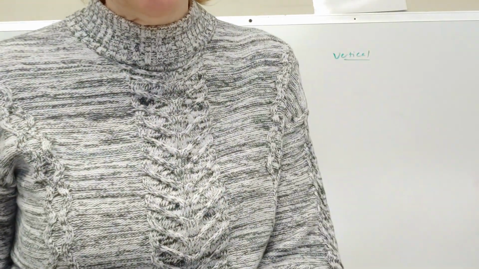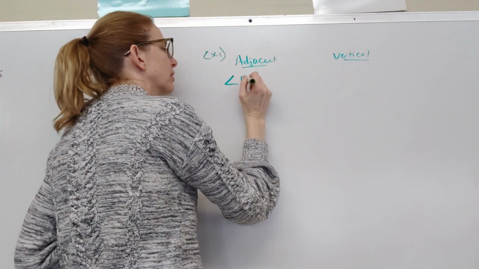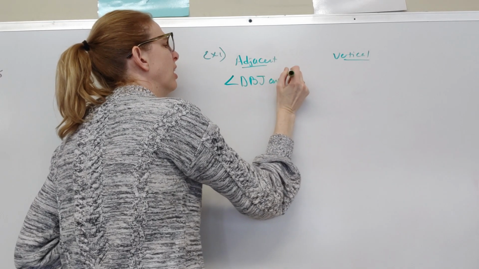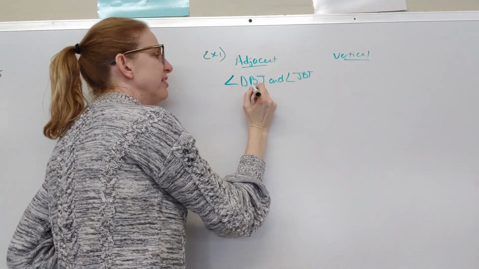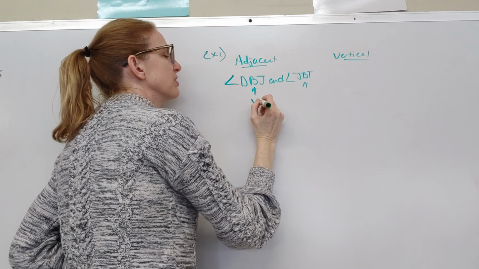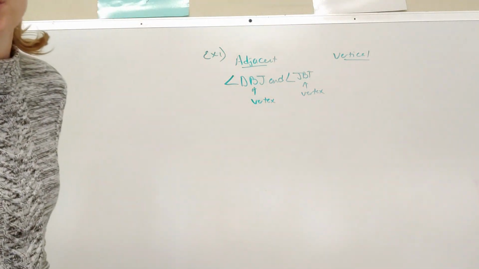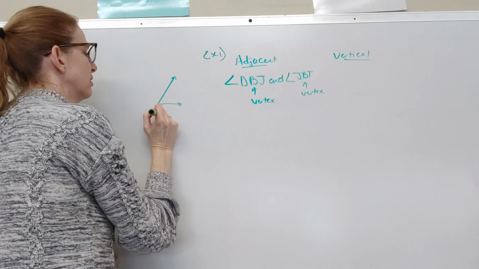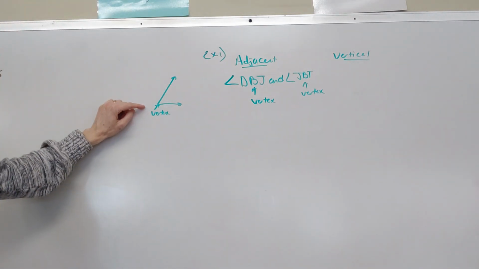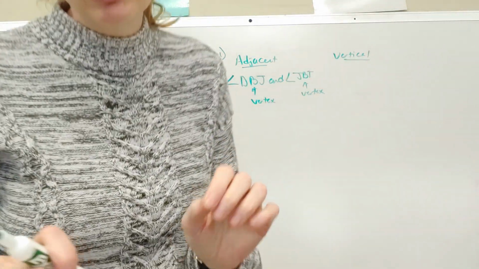So let's look right at the answer because we're going to pick that apart. DBJ and JBT are adjacent. What this means when you see these angle names, this B right here is the vertex. That's the middle point of the angle. When you have an angle, any angle, here's my angle, this point right here is the vertex. That middle point. So whatever letter is in the middle has to be the vertex.